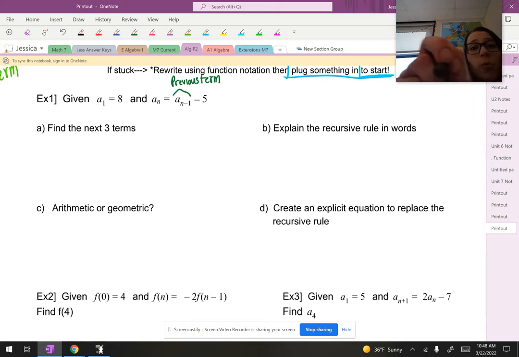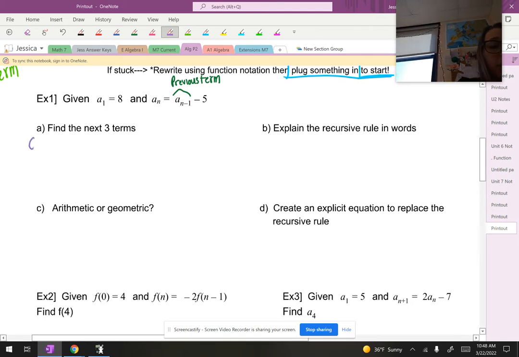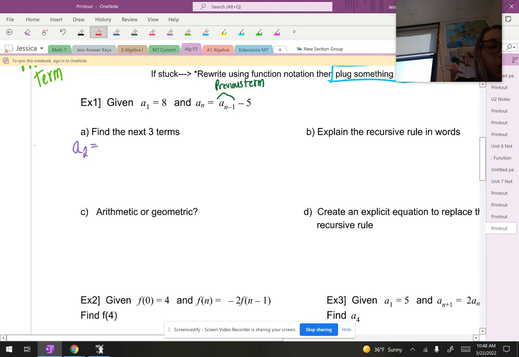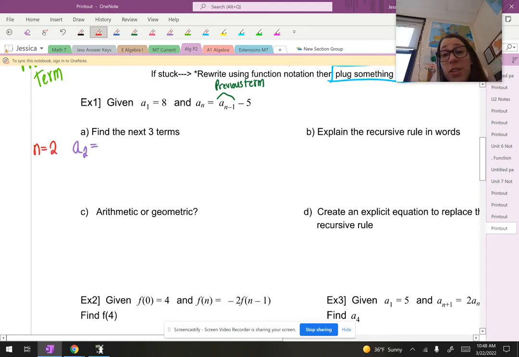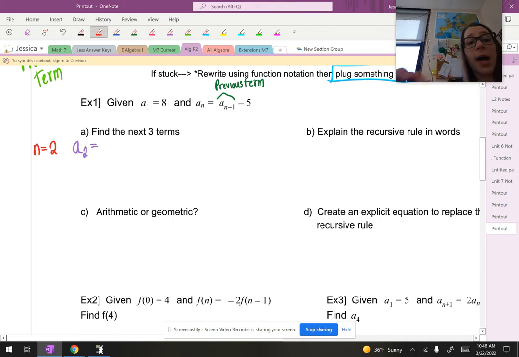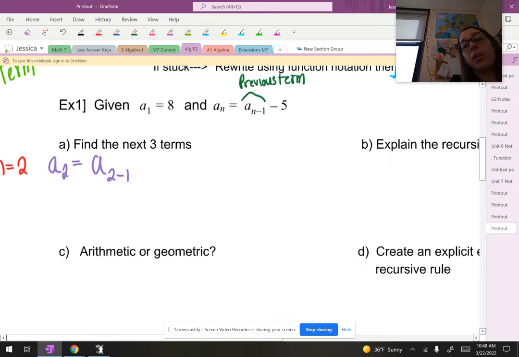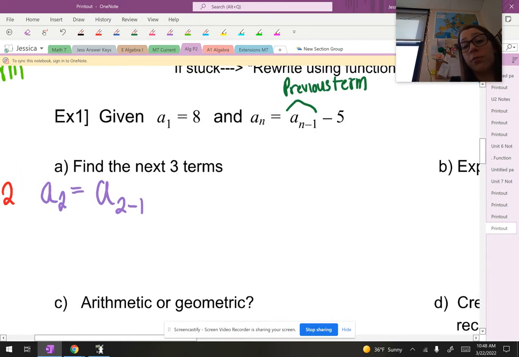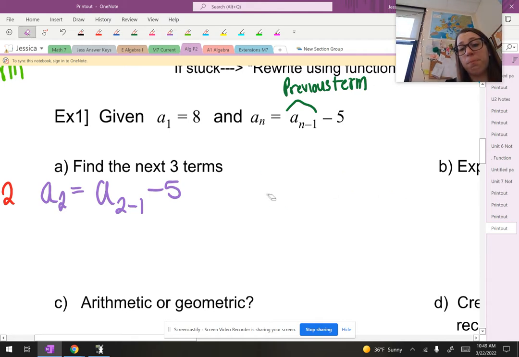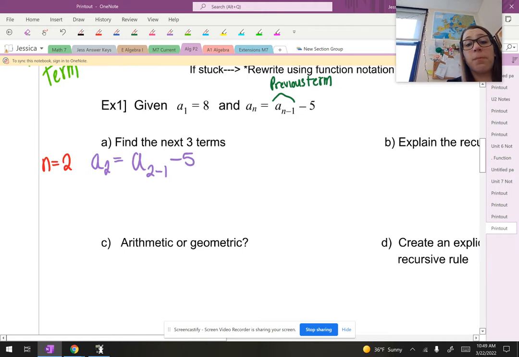Well, if I'm starting with a sub 1, obviously I can't find a sub 1 because they already gave it to me. So that means the next logical thing I'd be looking for is a sub 2. Which means if I'm looking for a sub 2, that means that my n is equal to 2 here. So in that formula, everywhere I see an n, I'm placing 2. So a sub 2 minus 1, taking extra care to make sure that that minus 1 is part of the sub and not just looking like a sub 2 minus 1 minus 5. Very big difference in what those two things say there.